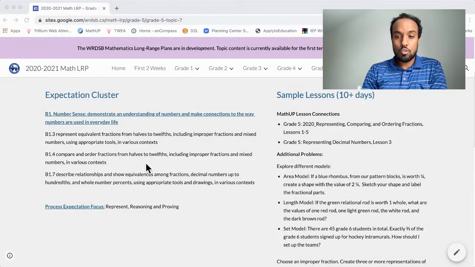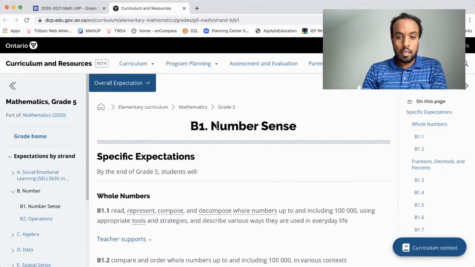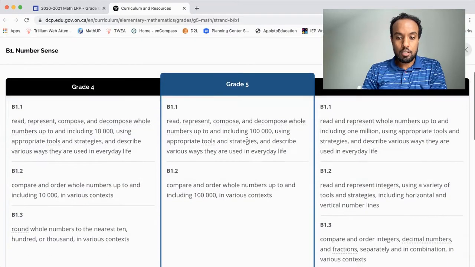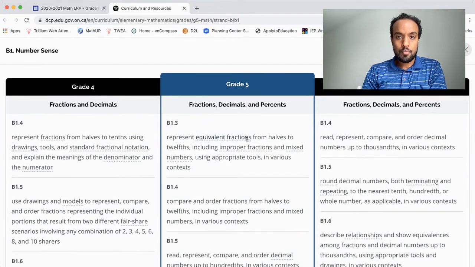So let's get into the curriculum site here. Click on that link. Let's compare what happens across the grades. I'm going to scroll down to fractions, decimals, and percents. Let's see what the insights are in the curriculum site for us. We've seen the specific expectations in the LRP site. Now we're going to be seeing how those expectations build across the grades under fractions, decimals, and percents.